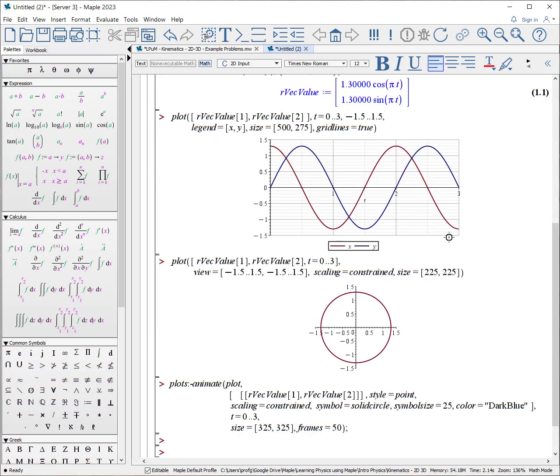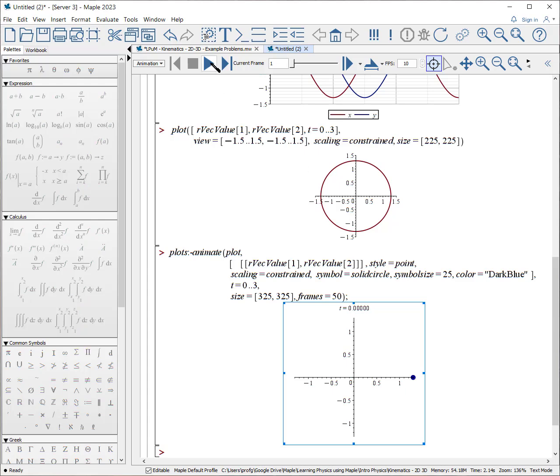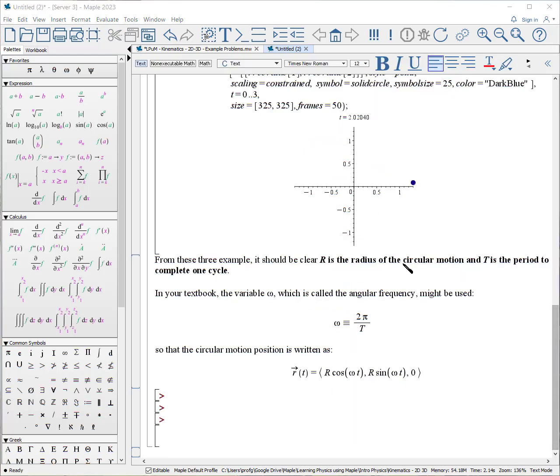While these two plots should tell us what the meaning of R and T are, big T meaning the total period and R meaning the radius of our circle, we can also animate this plot. We click on it, we push play, and our object travels in a circular motion for 3 time units. And it's fairly clear that if we go back in time, there is the point where it passes the 2 time unit. So here's our conclusion.